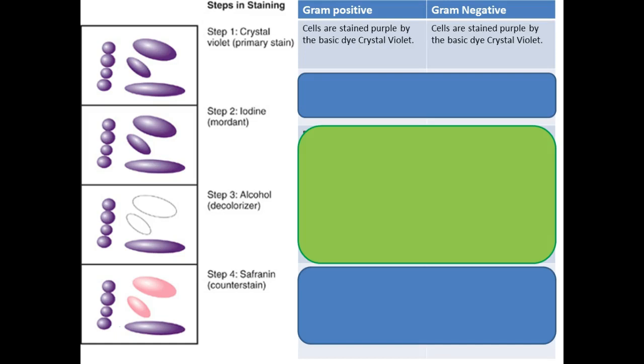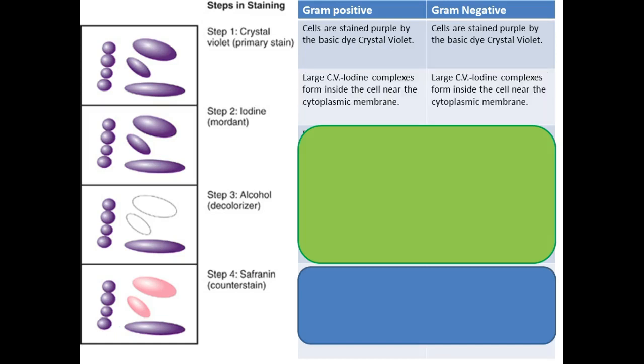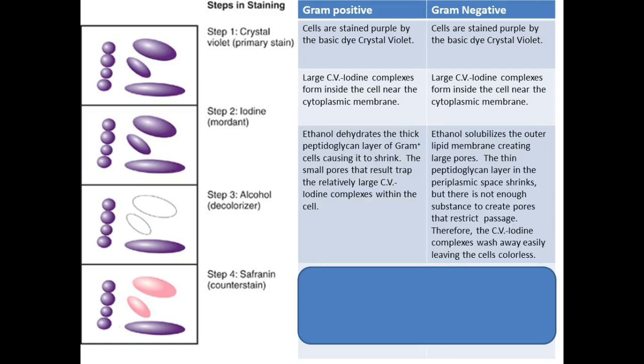All of them get the iodine and get the complex. The difference for this stain is that decolorization step. This is where you're going to get the differences, because of the differences in the cell wall composition and how much is there. And then we stain with safranin.